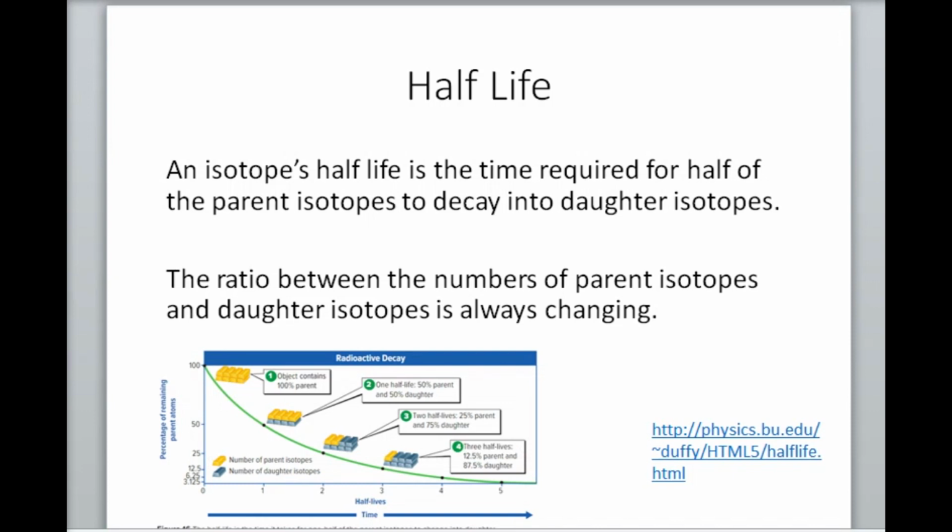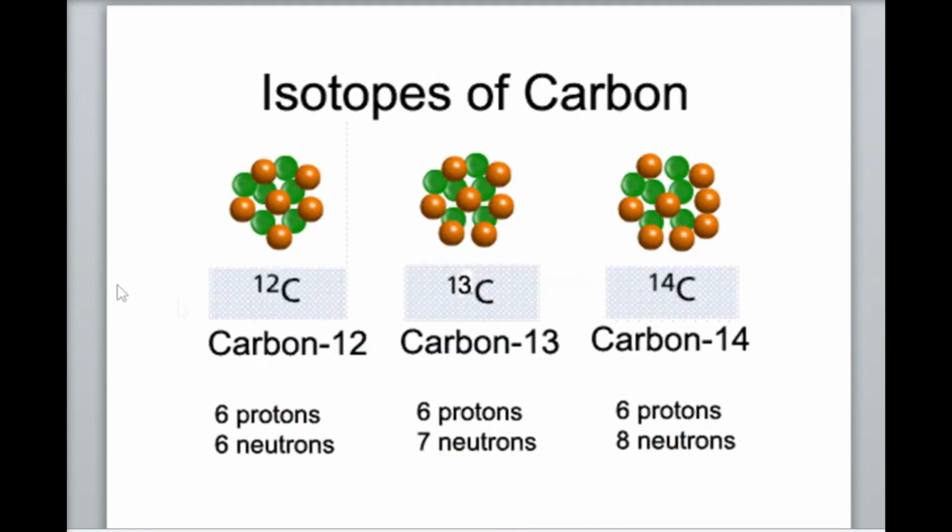Now, how does all of this relate to aging? Well, we have to look at radiometric dating first. So I should say radiocarbon dating. So let's have a look at this.